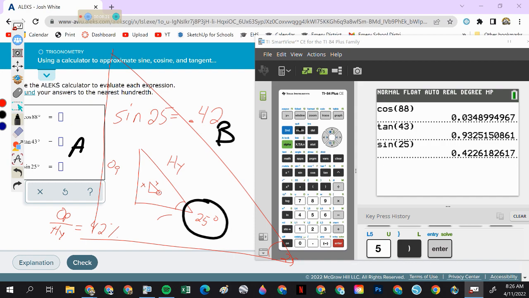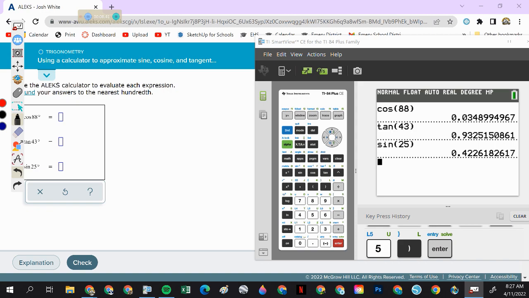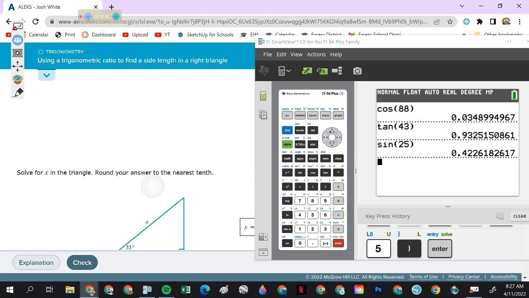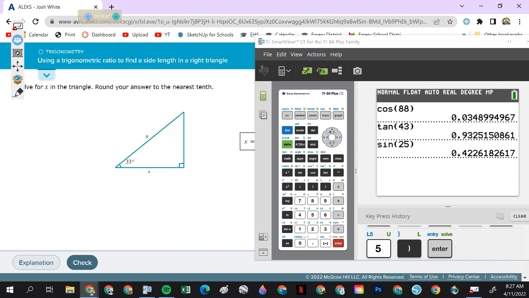So every single time you have a triangle with a 25-degree angle, then the opposite side to that angle will be 42% as long as the hypotenuse of that angle. And that's really all trig is. All right, let's go to the next one. So how do we use that information to solve a triangle?